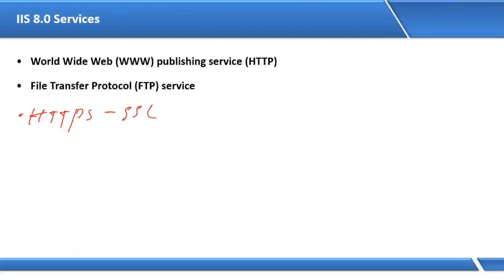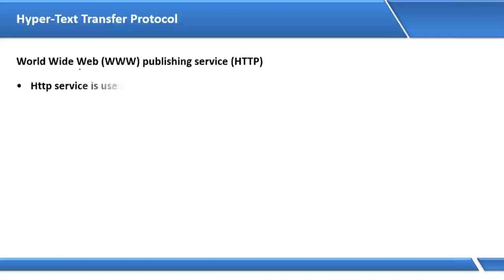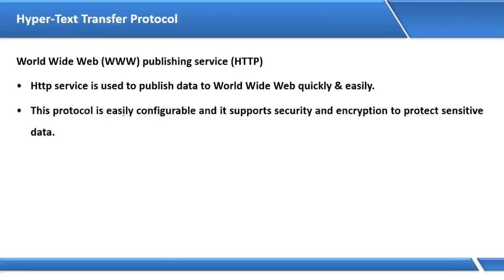So HTTPS stands for Hypertext Transfer Protocol, and S stands for Secure Socket Layer service. Now HTTP stands for Hypertext Transfer Protocol, and the HTTP service supports the World Wide Web service also. The HTTP service is used to publish data on the World Wide Web quickly and easily. This protocol is easy to configure and supports security and encryption to protect your sensitive data.